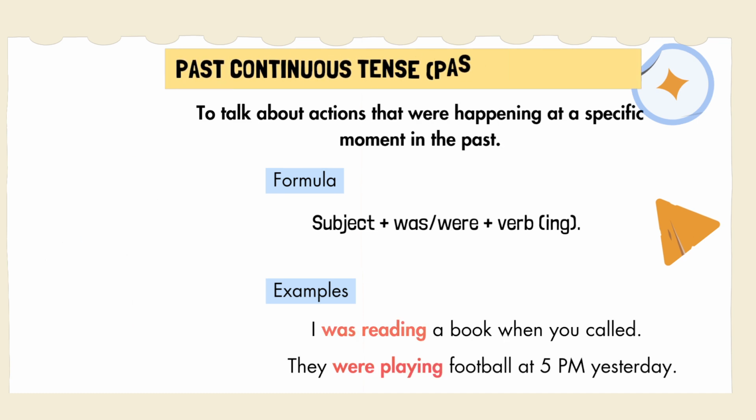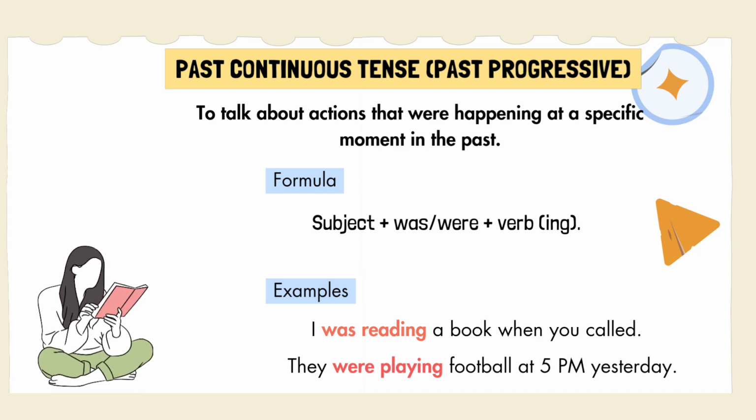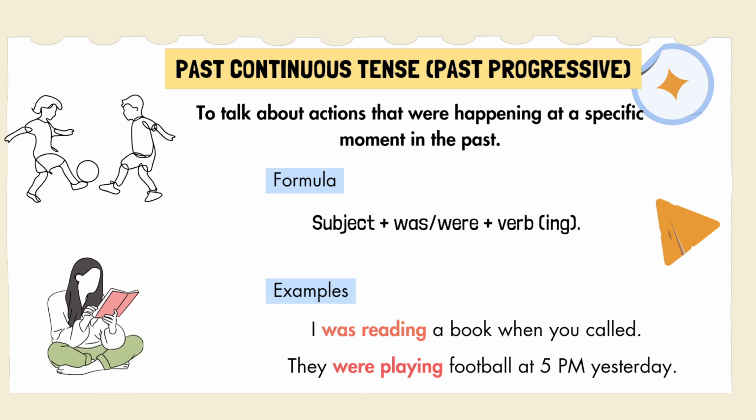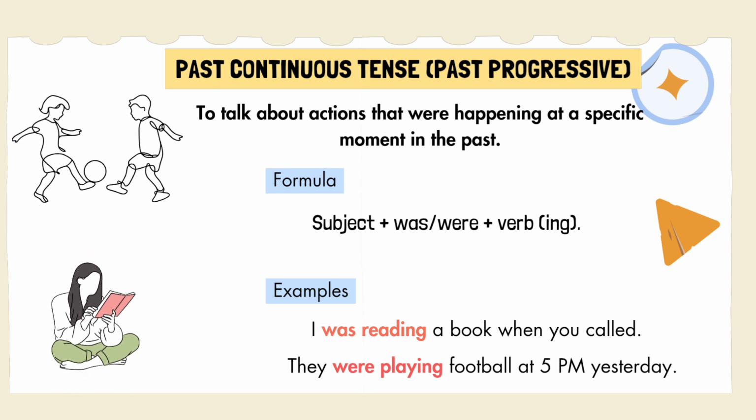Next, we have past continuous. To talk about actions that were happening at a specific moment in the past. Formula is subject plus was or were plus verb, ing. For example, I was reading a book when you called. They were playing football at 5 p.m. yesterday. The action was in progress, and something else happened during that time.